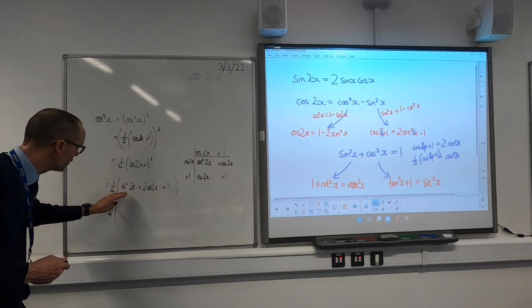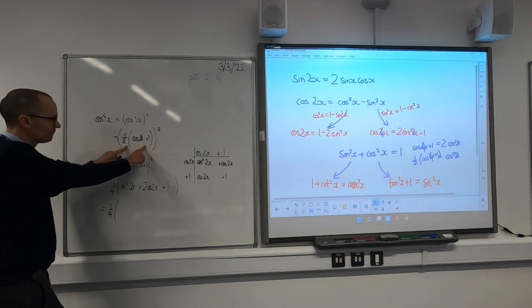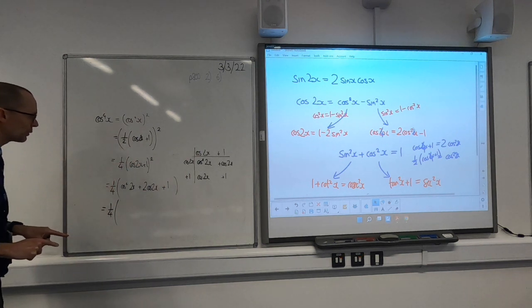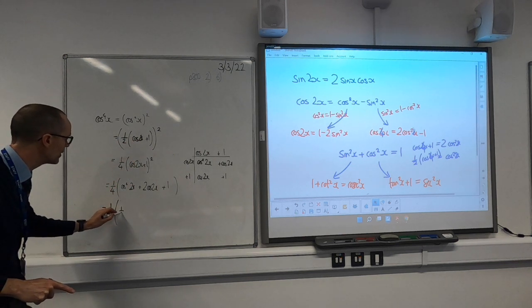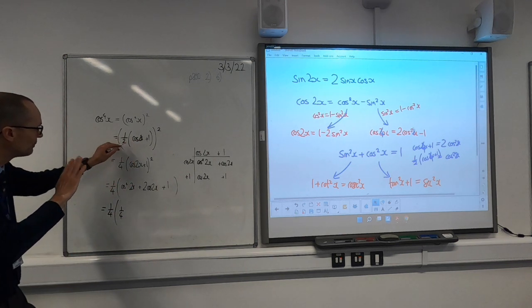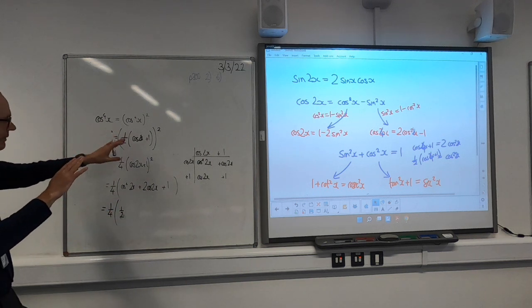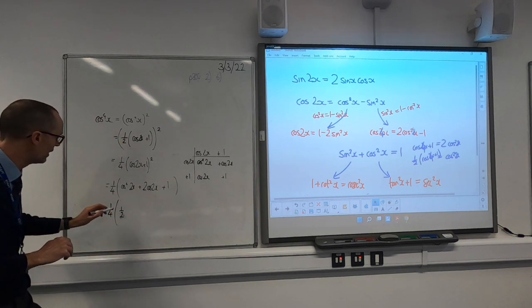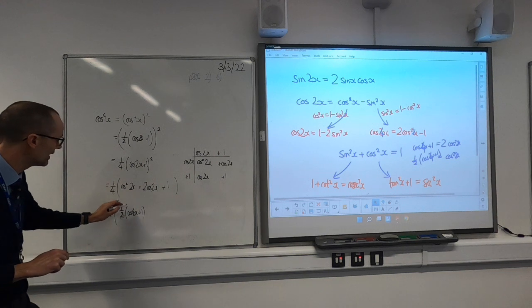So cos squared of x is this. So cos squared of 2x is going to be that, just replacing the x with 2. Because I haven't done any integrating, I don't need to worry about, sorry, it's not a quarter, it's a half. It's not dividing by anything as well. So I've got a half of cos 4x plus 1. So I've replaced that with that.